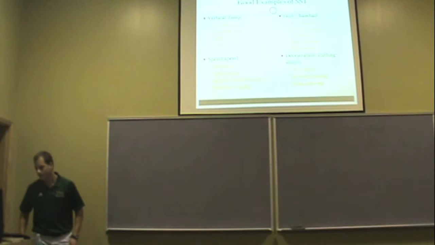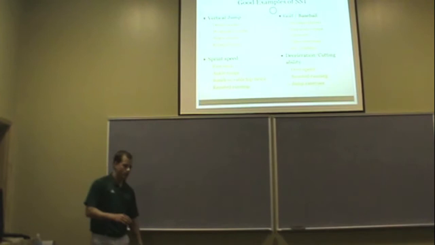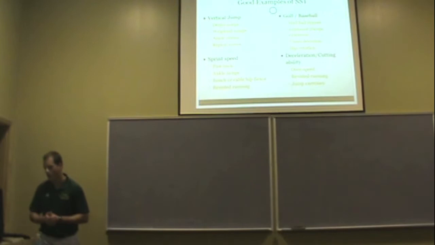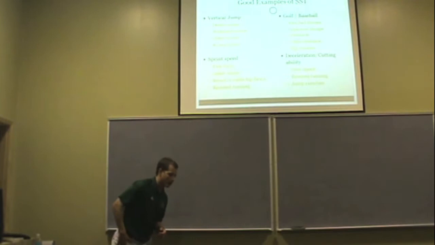Some good examples. With vertical jump: depth jumps, weighted jumps, reasonably weighted jumps, and ankle jumps, which focus on the plantar flexion of the ankle. Repeat jumps if you're working on more reactive ability. For sprint speed: the paw back, the ankle jumps, and bench or cable hip flexor, where you're actually able to work that lower or further back range of motion.